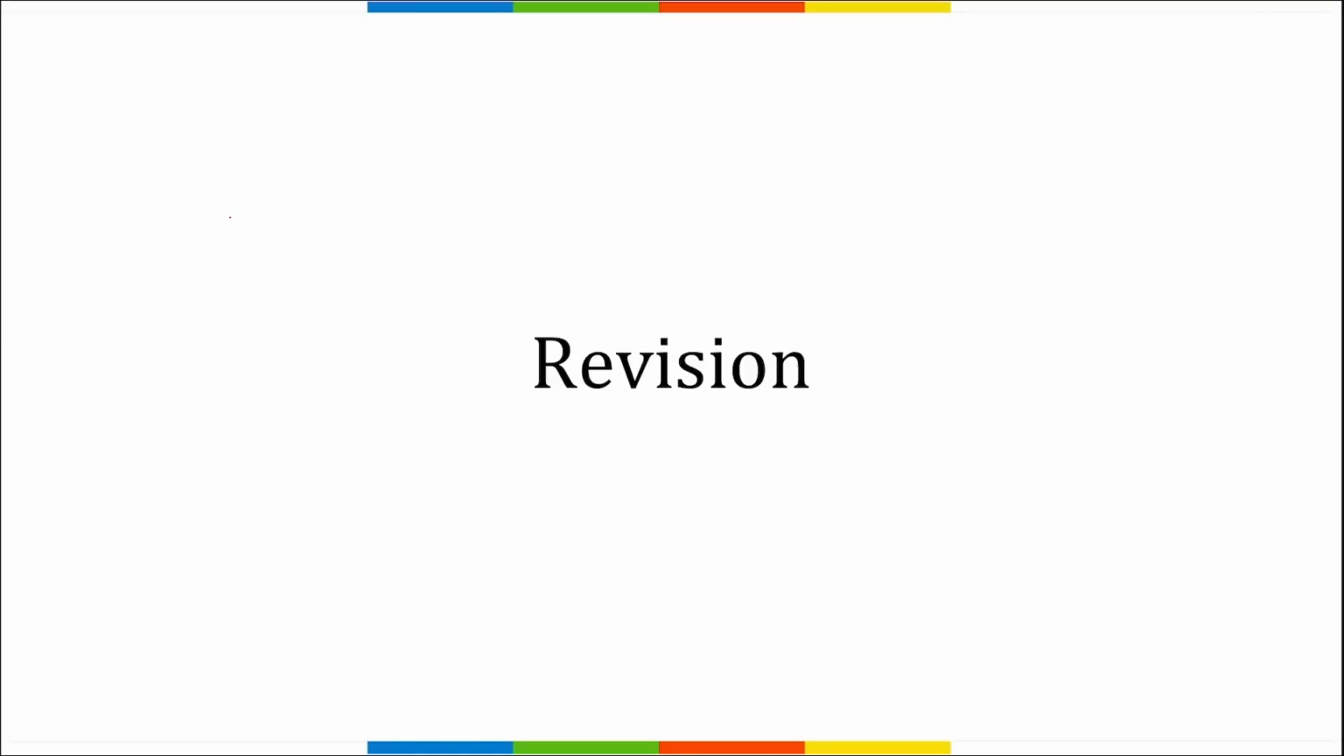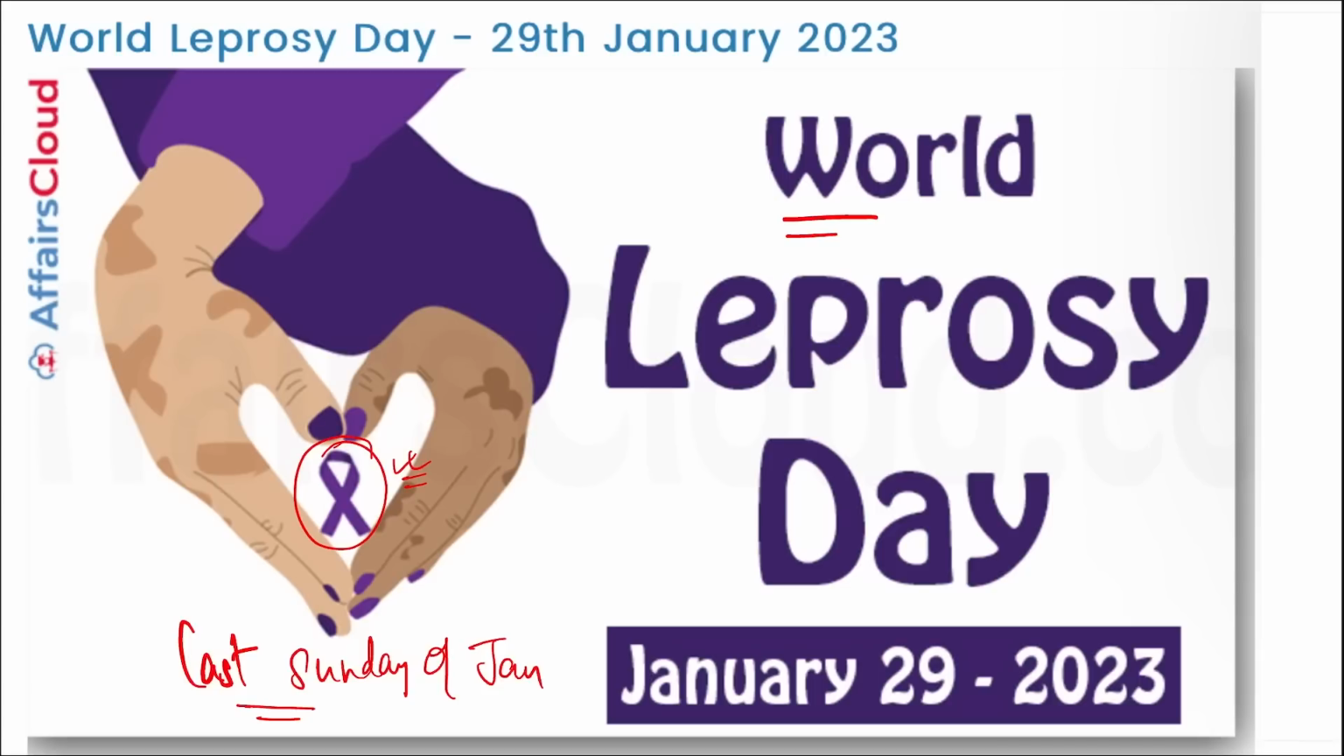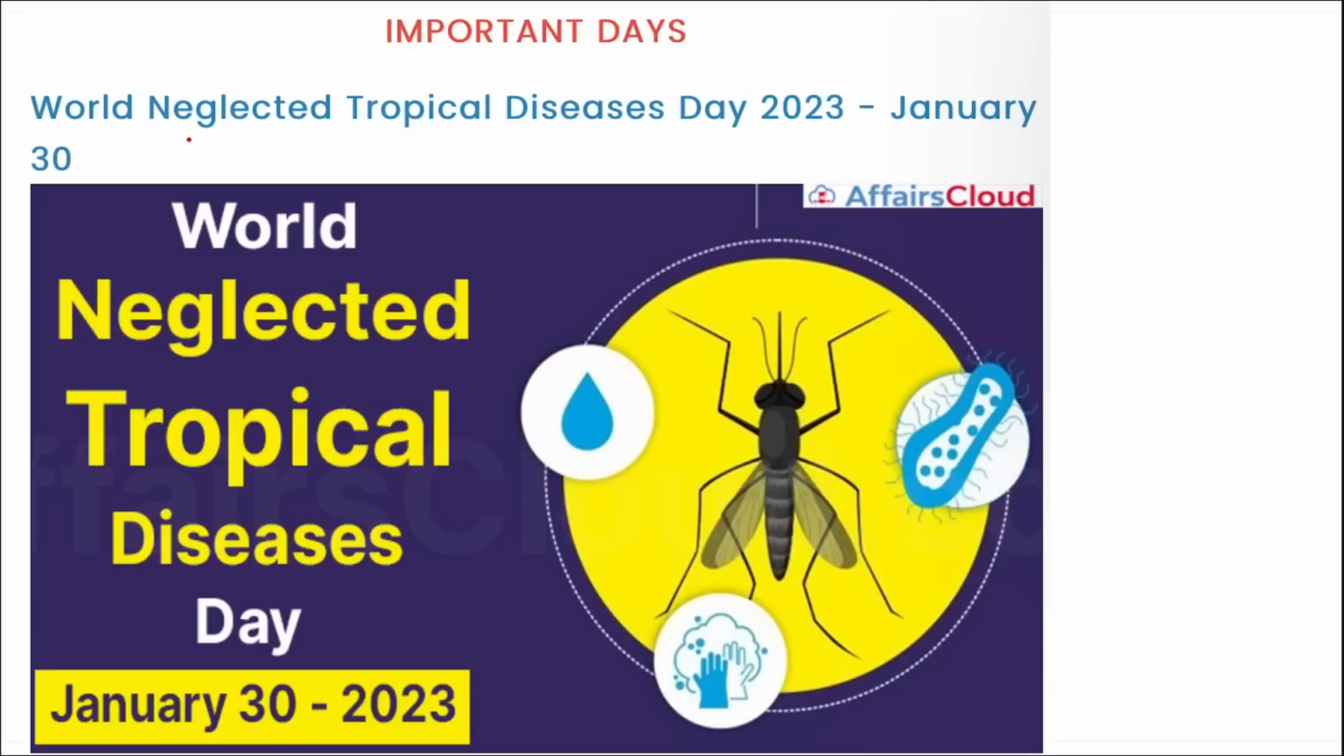Let's start, friends, with the revision part, and to all those students who are watching our video for the first time, do make notes. Let's start. World Leprosy Day. It is observed on 29th of January, and this day is observed on the last Sunday of the January month. Alright, World Leprosy Day, and you can see here the purple ribbon is the symbol for this World Leprosy Day.